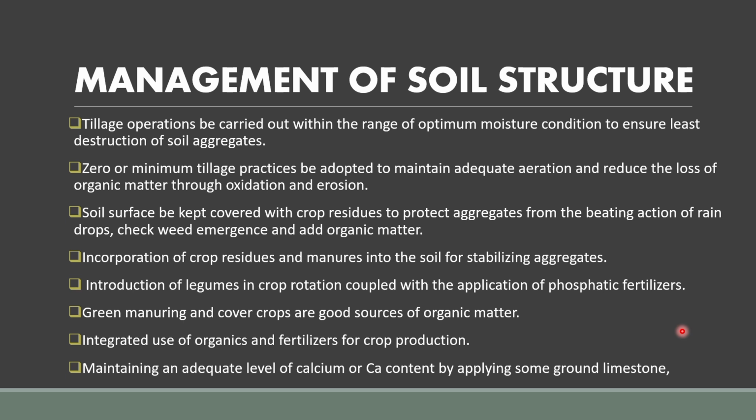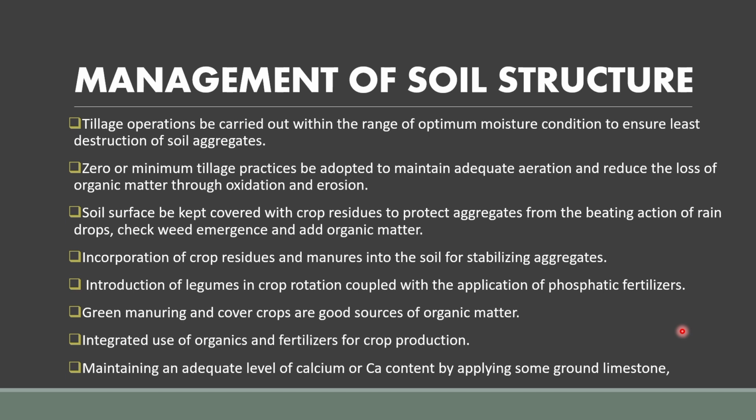Next, the soil surface should be kept covered with crop residues to protect the aggregates from the beating action of raindrops. Check the weed emergence and add organic matter. So to reduce the impact of raindrops, we have to follow cover cropping. When the soil has cover crops, the raindrop effect will not be there. It will reduce splash erosion.